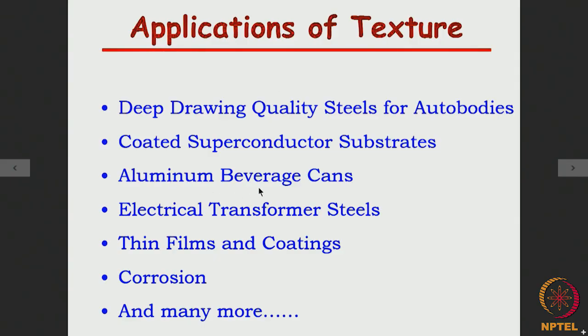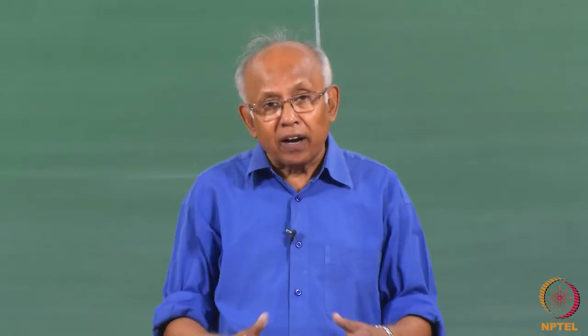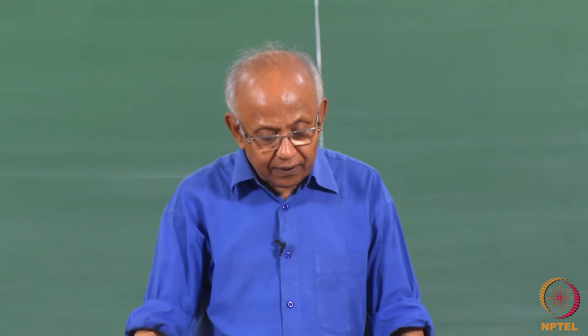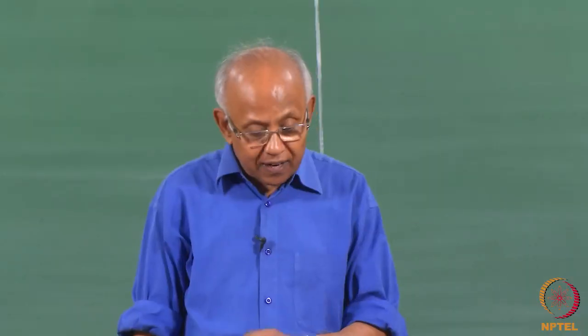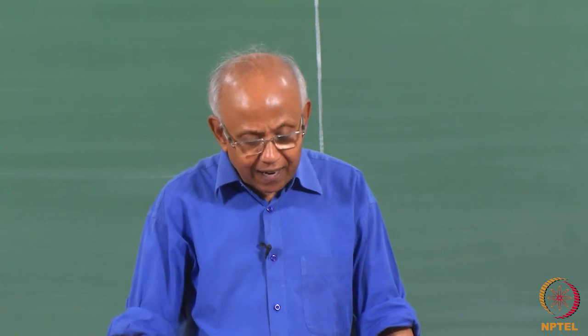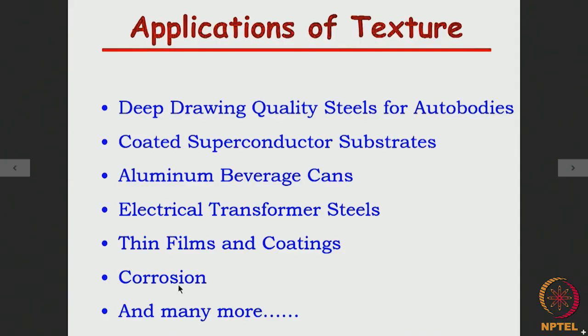Again, for aluminum beverage cans, you have to have the right kind of texture to avoid the earing propensity. Then in electrical transformer steels, we know that cold rolled grain oriented steels are very much needed for electrical transformers in order to minimize the hysteresis loss. So texture is very, very important over there. Then there are so many other applications in thin films, coatings, corrosion and many more.